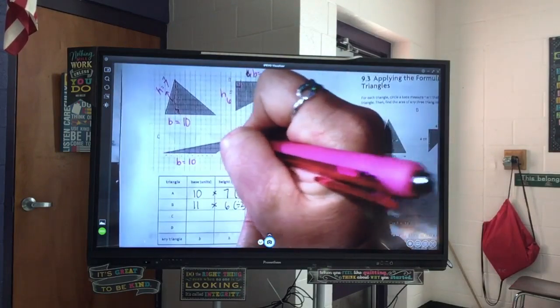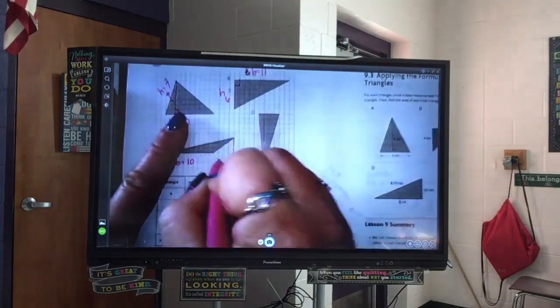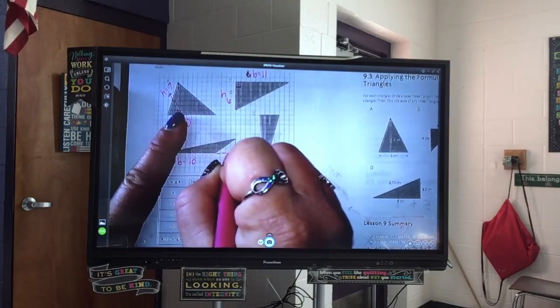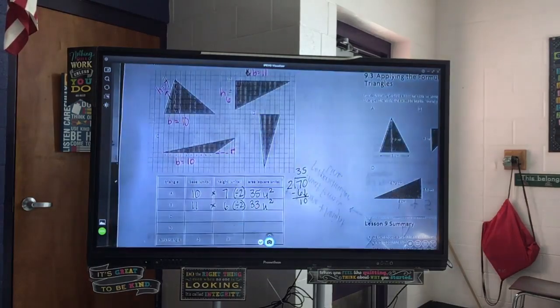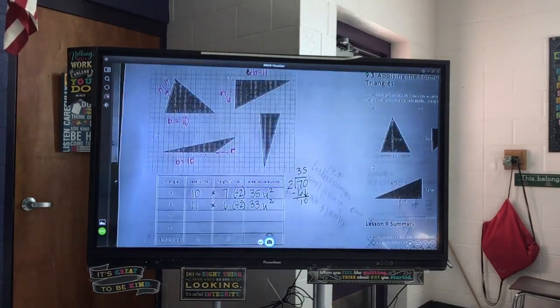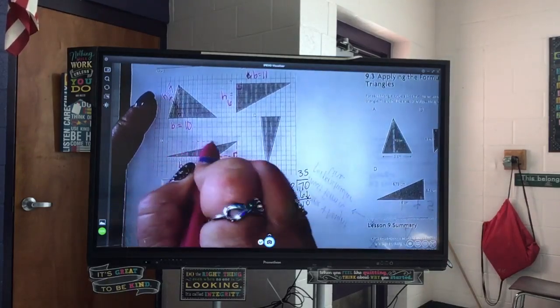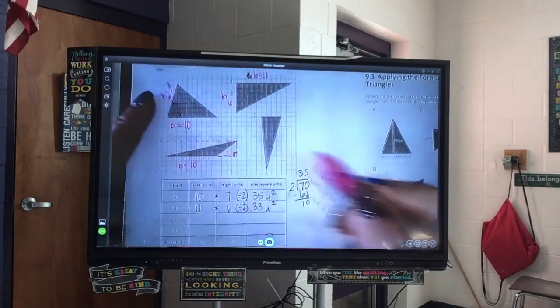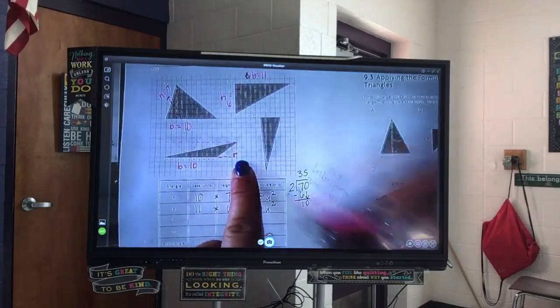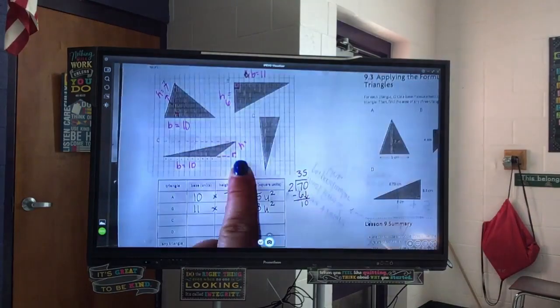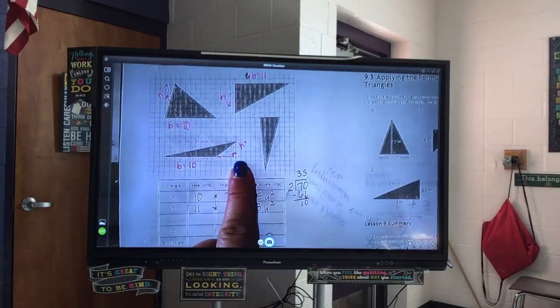You should have identified your height as right here, and that forms your 90-degree angle. How many of us did that? Okay, if you did not, that's where your height should be for this one. Or like anywhere along this line, technically, you can have your height, but that's the easiest one to see. All right, so what is our height equal for that shape? Mikhail? 3.